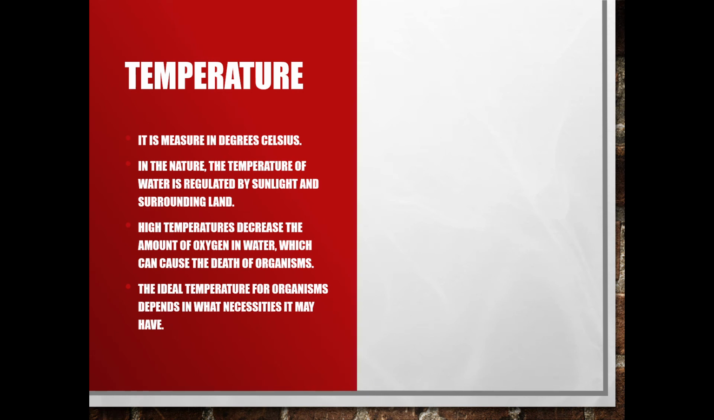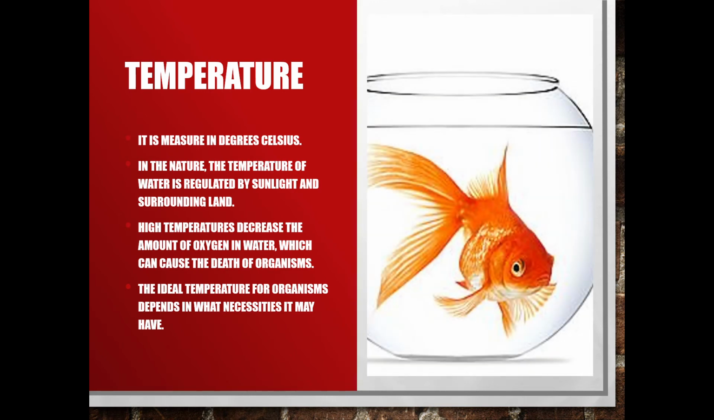The ideal temperature for organisms depends on what necessities they may have. So the ideal temperature in water for organisms can depend a lot, and it may vary depending on the species that we are talking about. So, for example, if we talk about goldfish, the water does not have to be way too hot or way too cold. It has to be at a normal temperature so it can survive in the water.